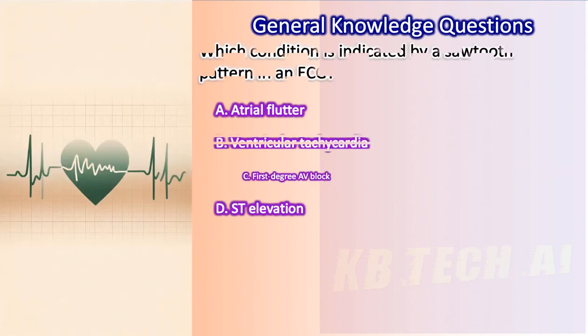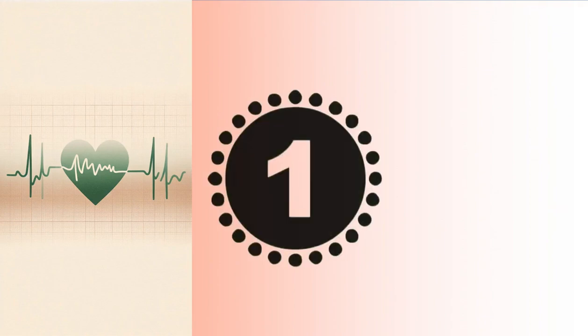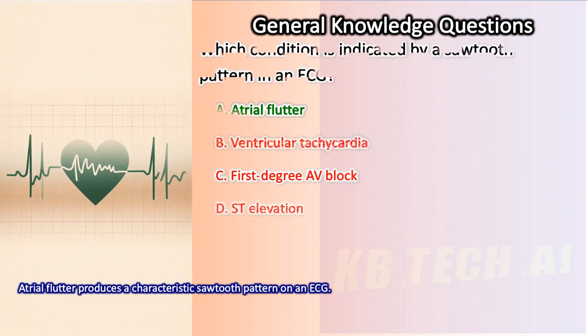Which condition is indicated by a sawtooth pattern in an ECG? Option 1, atrial flutter. Option 2, ventricular tachycardia. Option 3, first degree AV block. Option 4, ST elevation. The answer is option 1, atrial flutter.